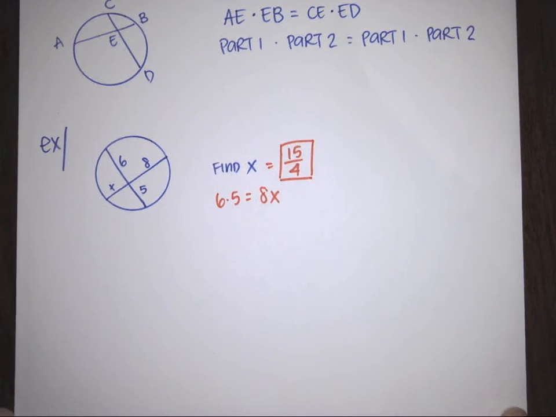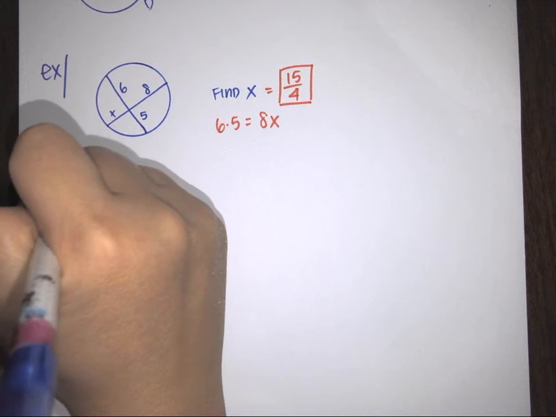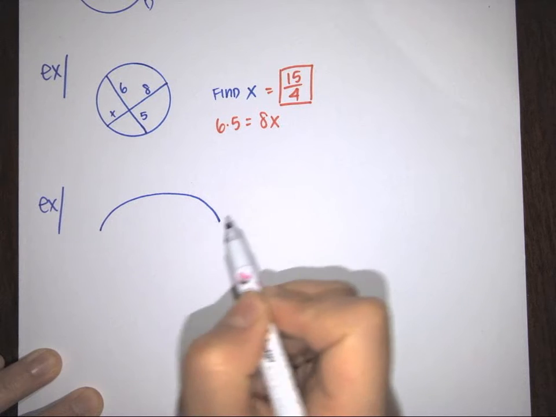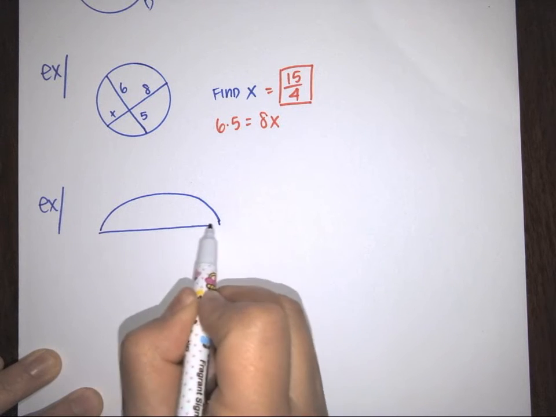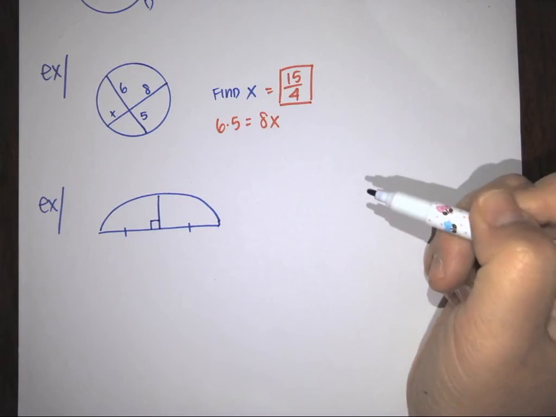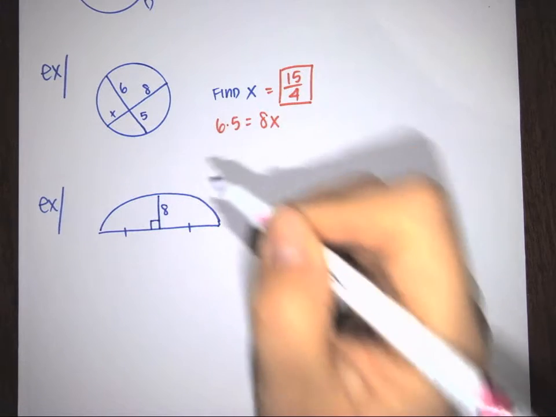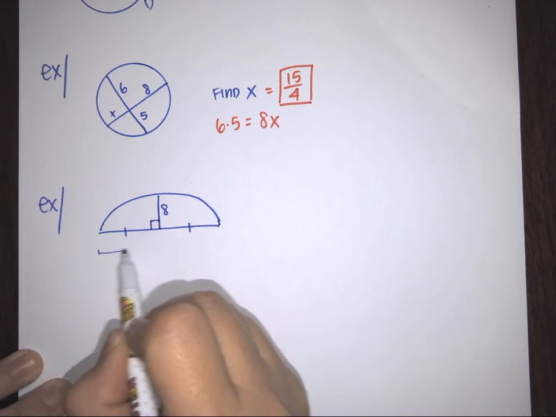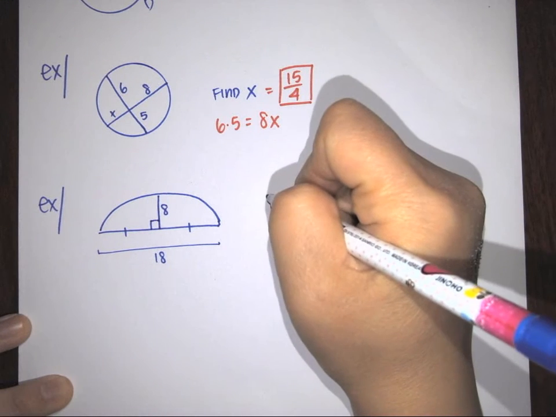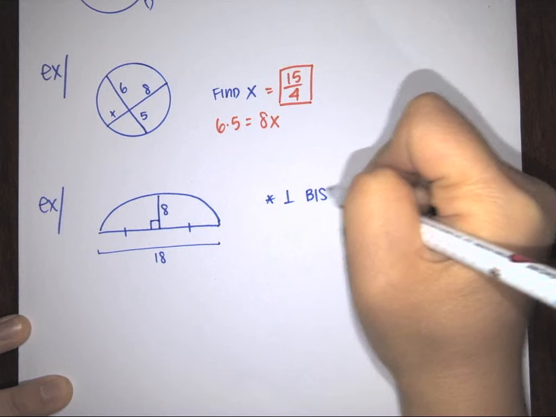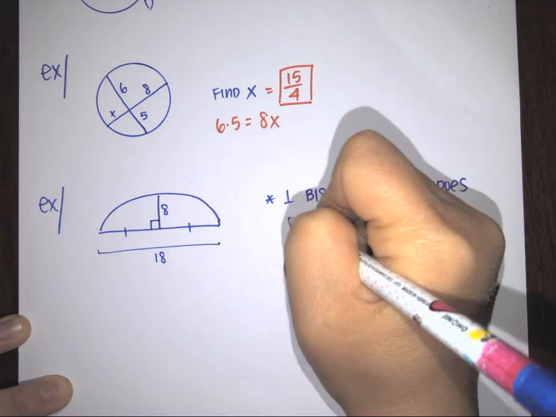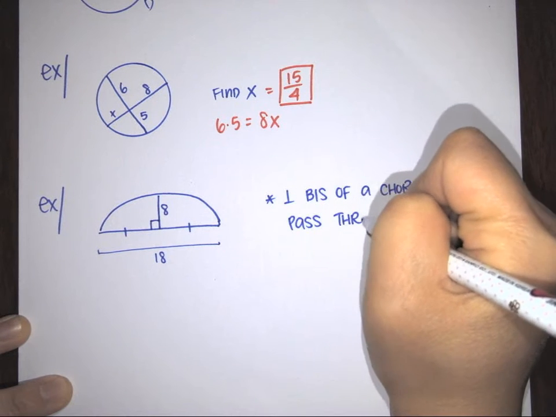The next example is a little more involved because that one was too easy. So we have an arc and a chord. And the perpendicular bisector, so perpendicular bisector is 8. And the length of this chord is 18. So a note, the perpendicular bisector of a chord does pass through the center.